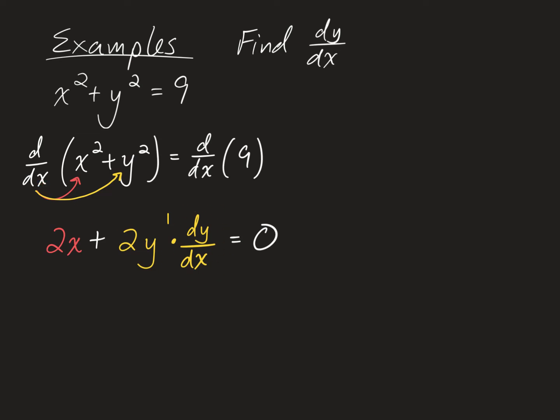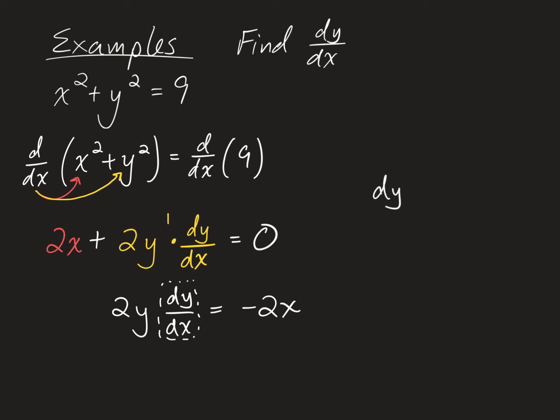And now all we have to do is solve for dy dx. So of course the first thing you want to do is get all of the terms with dy dx on one side and all of the terms without dy dx on the other. So subtracting 2x from both sides will give us negative 2x, there we go. And then since we're solving for this variable, we just divide both sides by 2y.